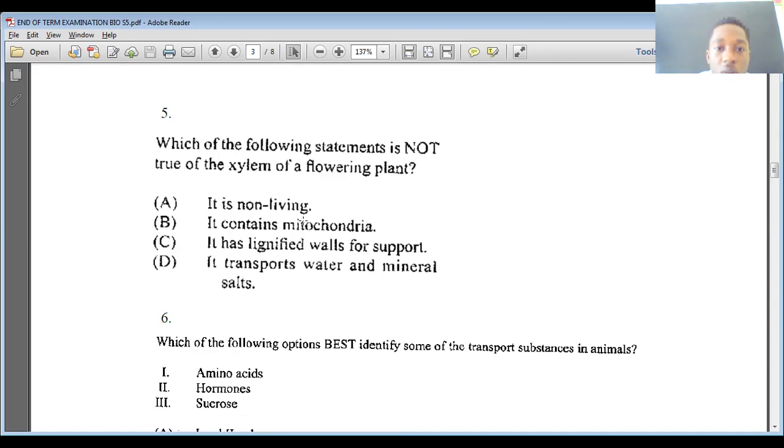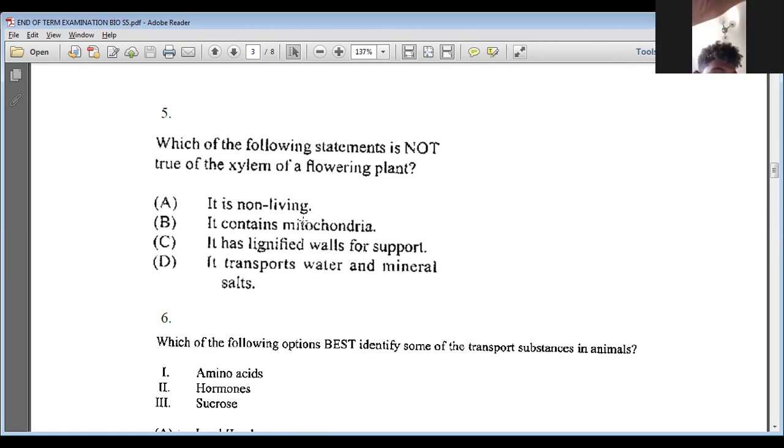Number 5. Which of the following statements is not true of the xylem of a flowering plant? Not true. Let's go. I think I put B. I'm not sure. I don't remember. I think it's A. A, it is non-living. No, man. Xylem is non-living, so that is true.